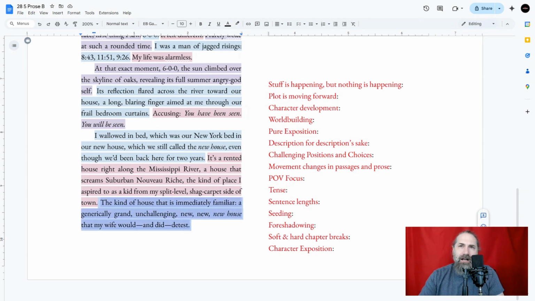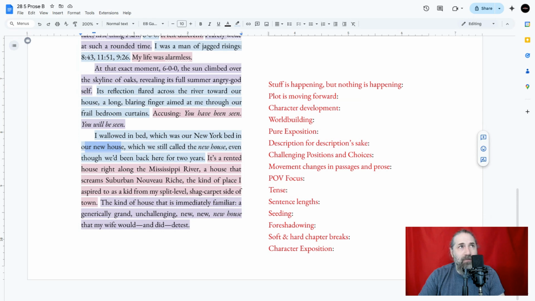The kind of house that is immediately familiar. This is character development because of the way they perceive it. A generically grand, unchallenging, new house, still character, that my wife would, this becomes plot because would is past tense. This is all in present tense, so that's past tense. And did, that is also past tense. Detest. So it's character, and it is definitely plot.